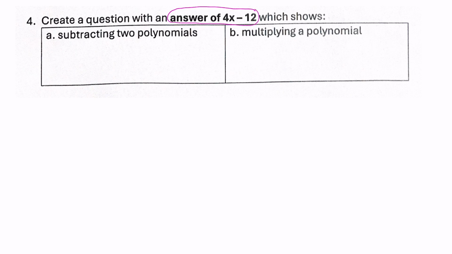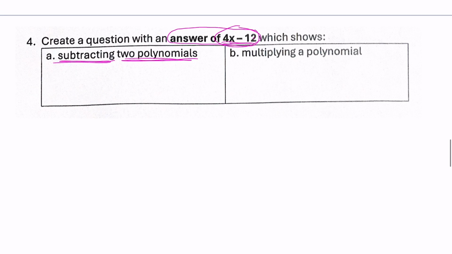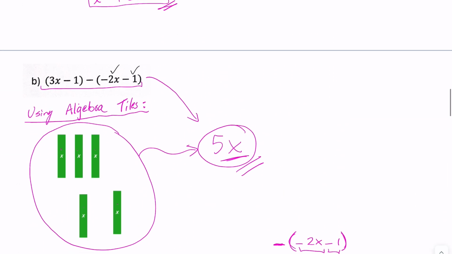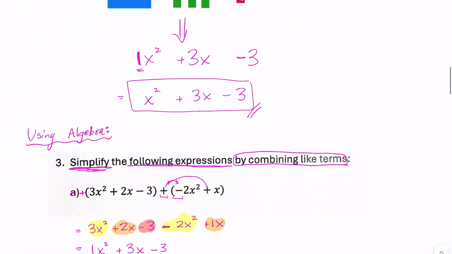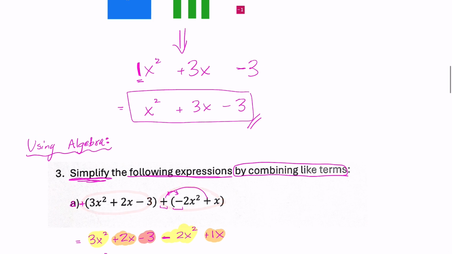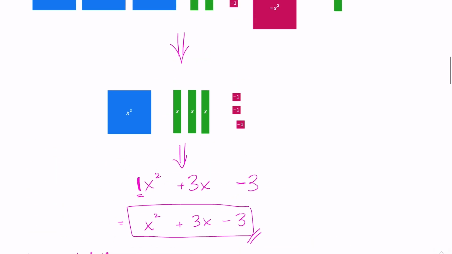I want you to come up with something that simplifies to 4x minus 12, but these are the instructions. For 4a, I want you to come up with two polynomials that subtract to give 4x minus 12. The question is, what's a polynomial? We've actually been seeing polynomials all throughout so far. This is an example of a polynomial. Polynomials are just expressions that have x squareds and x's and numbers. So that's a polynomial.